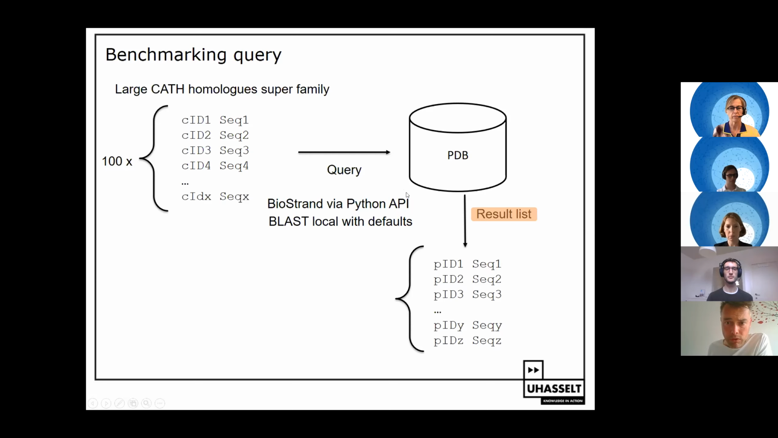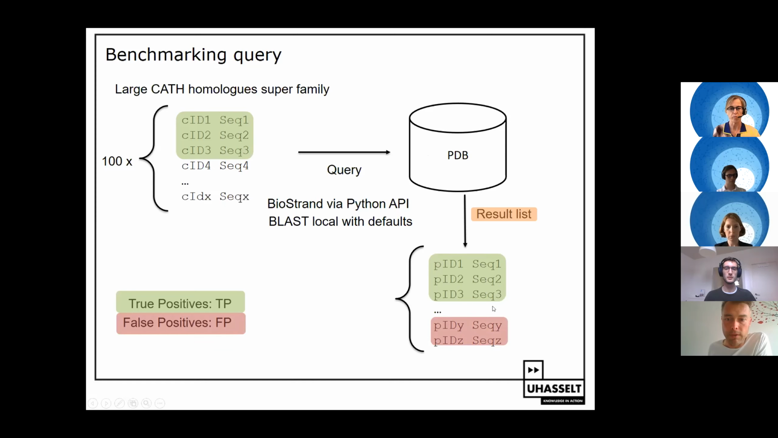But that's okay. We just wanted to compare the sensitivity and specificity. So how did we do that? Bear with me for a second, now it becomes a little bit technical. From this result list, we can see that some of the sequences from the query indeed also sit in our GAT superfamily. We call these sequences that appear in both lists true positives. So the BioStrand or the BLAST algorithm rightfully extracted these sequences from our protein database.